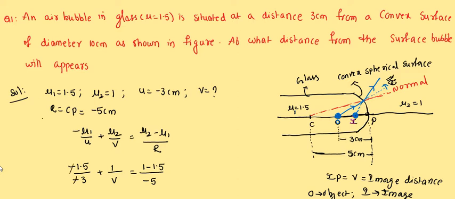This will cancel, 3 fives, then we will get 0.5. On the left side we will get 0.5 plus 1 by v. On the right side, 1 minus 1.5 is minus 0.5. Next, I want to find out the 1 by v value, that is, we will get minus 0.5 by something, that is minus 5. We have to simplify this.